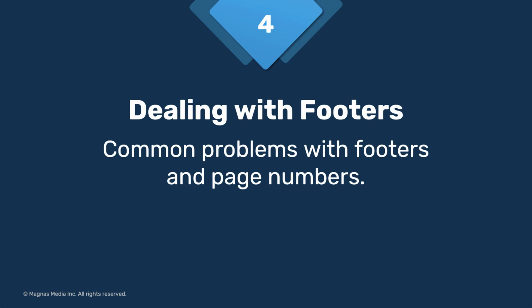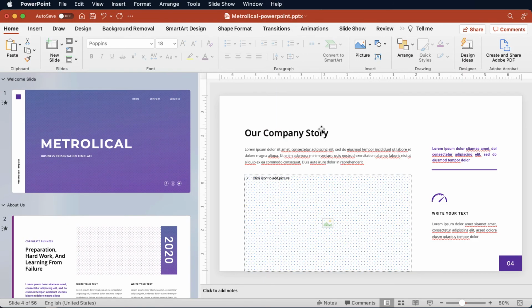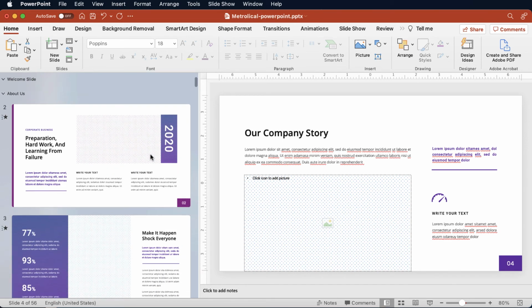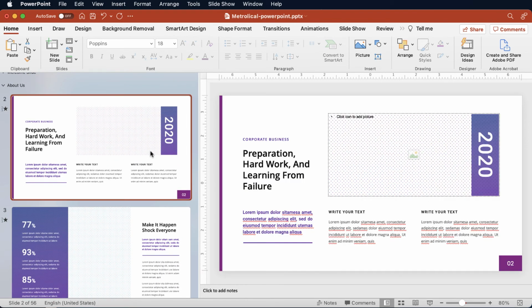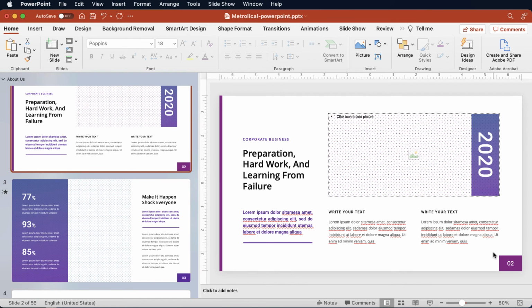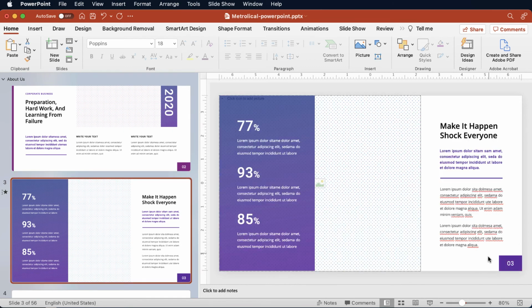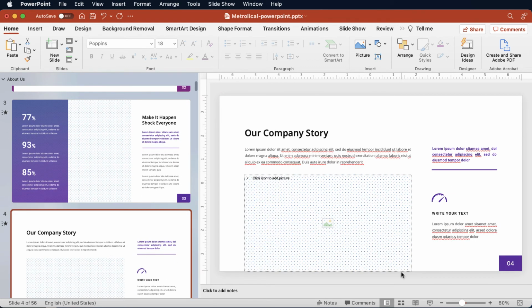Another common problem is dealing with footers. So I'm going to show you in this segment some of the common problems that people face when dealing with the footers and page numbers. So let's go back to this example with a commercial template, and we're looking now at the footer. You'll notice that this slide has a page number, slide 2, this one has slide 3, and this one 4.